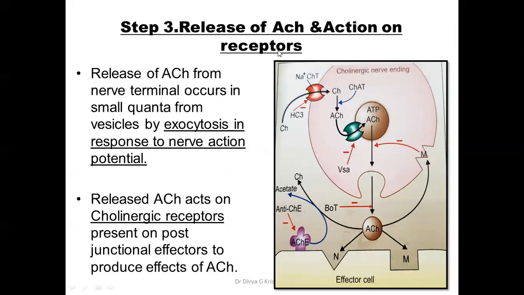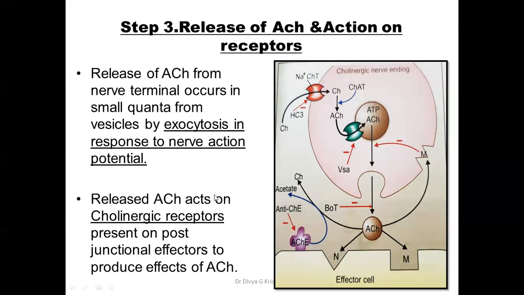Next step is the release of acetylcholine. So acetylcholine release occurs in small quantity from the vesicles by the process called exocytosis, and this occurs in response to a nerve action potential. So whenever there is an action potential reaching the nerve, then small quantities of acetylcholine will be released.